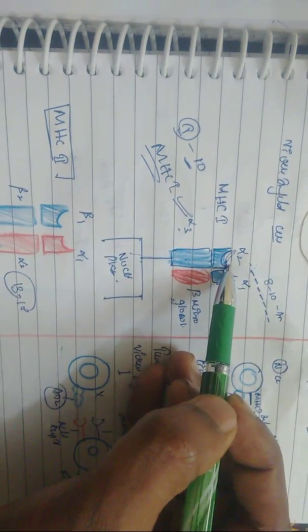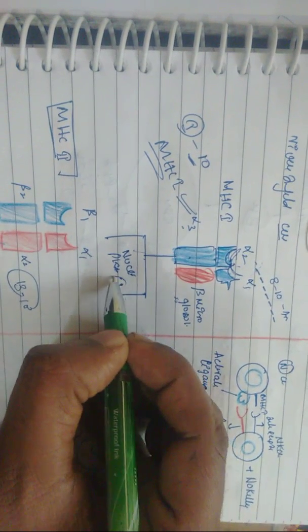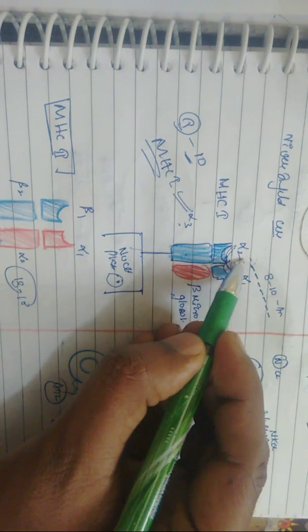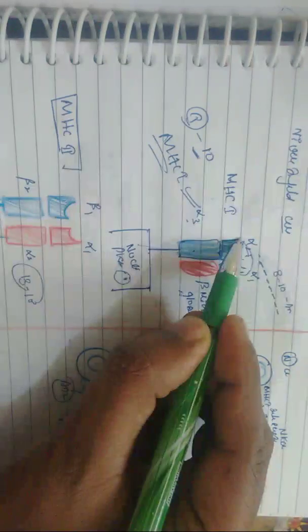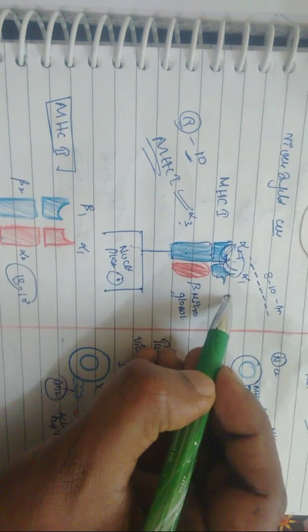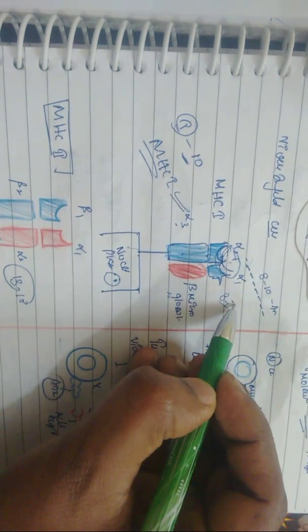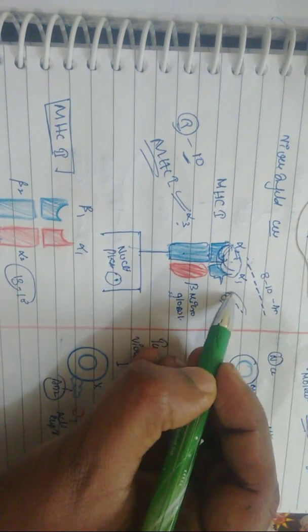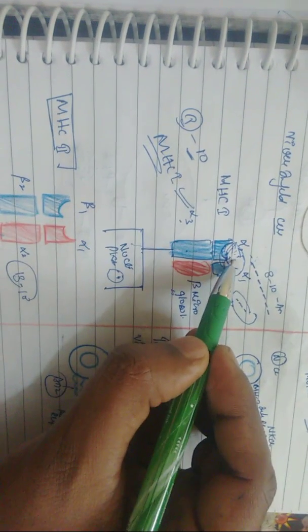What is meant by peptide? A peptide is something within a protein molecule. From where did we get the antigen? It was found in the cell, endogenous. So that is bound here. And how large a peptide can it accommodate? Just 8 to 10 amino acids in length. It can accommodate that much.